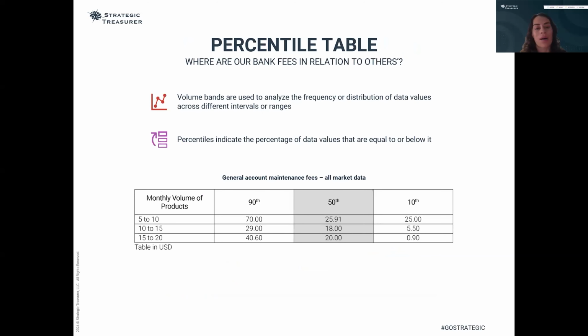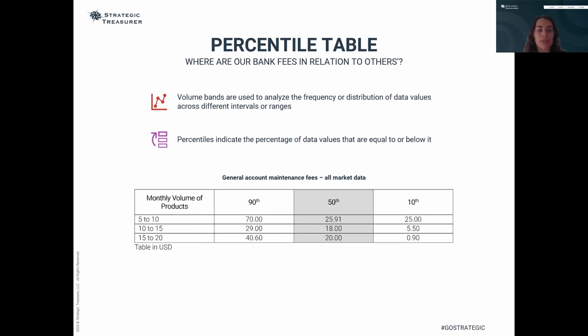We also like to look at things in a percentile table, comparing your data in relationship to others' data. We break our data down into volume bands so that we can analyze the frequency or distribution of the data values across different intervals or ranges. So in this case, general account maintenance fees, your volume bands are most likely going to correspond to how many accounts you have open: 5 to 10, 10 to 15, and 15 to 20 in this example.